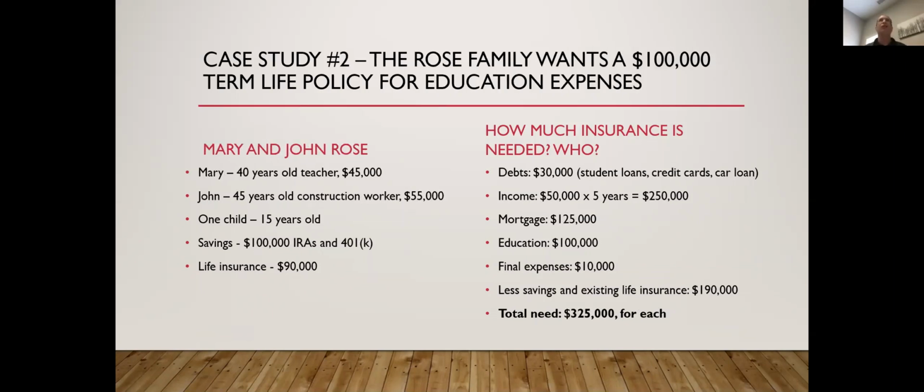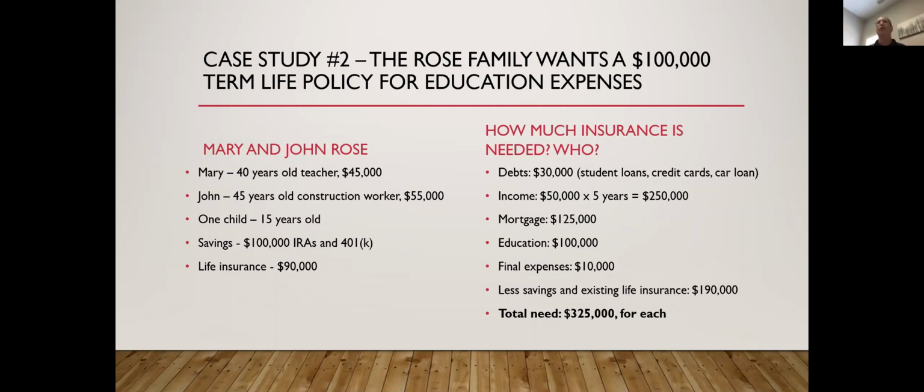Okay. Let's go to the Rose family. They're interested in $100,000 to cover their 15-year-old who's going to be in college soon. Mary's a 40-year-old teacher, makes about $45,000. John is a 45-year-old construction worker, making a little bit more at $55,000. Again, they have some savings and some existing life insurance. So the key question here is, who should be insured? Since they both make about the same amount of money, my answer would be both. And more than just $100,000, as we'll see in a second, there's a lot of need here.